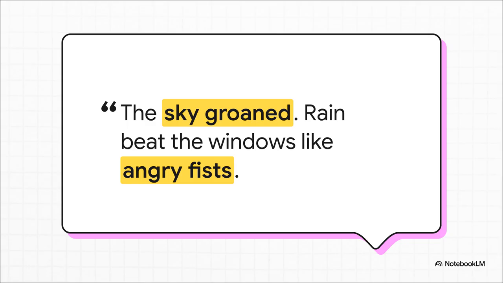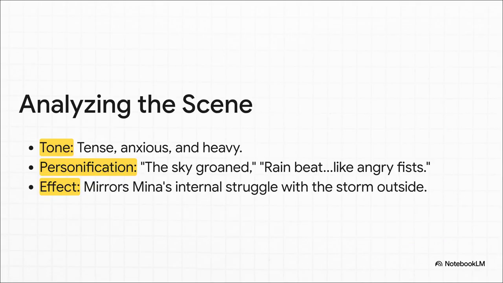Wow, you could feel the tension in that little scene, can't you? So how did the author create that feeling? Well, the tone is obviously super tense and anxious. And that tone is built using powerful personification. The sky doesn't just get dark, it groans. The rain doesn't just hit the glass, it beats on it like angry fists. And here's the brilliant part. The author is mirroring Mina's internal struggle, her writer's block, with the storm happening outside. We feel her frustration because the whole world feels angry and stuck.